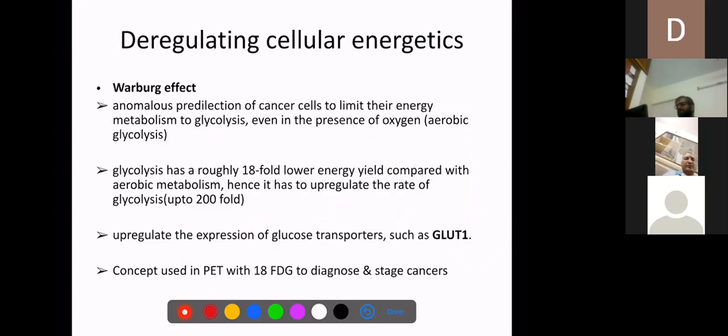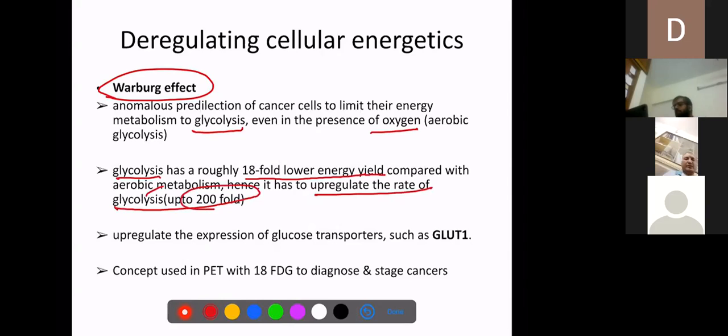Dysregulating cellular energetics. We have to understand what the Warburg effect is. What happens in the Warburg effect? Dysregulating cellular energetics means the tumor cells have a predilection; they favor energy metabolism through glycolysis even in the presence of oxygen. This glycolysis, as we know from biochemistry, yields only about 18-fold lower energy when compared with aerobic metabolism. Hence, it has to upregulate the rate of glycolysis to 200-fold. So it will not undergo mitochondrial aerobic metabolism for energy production.